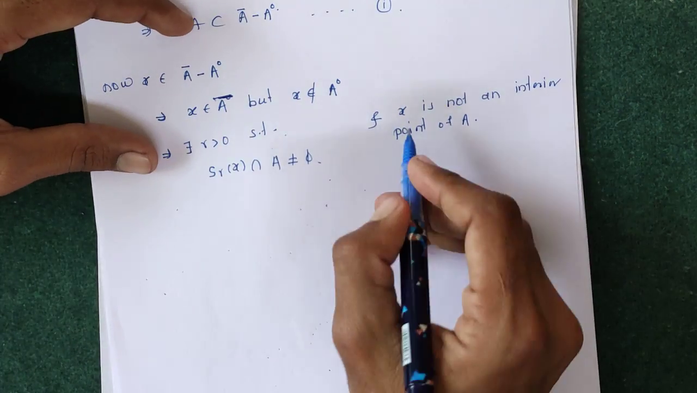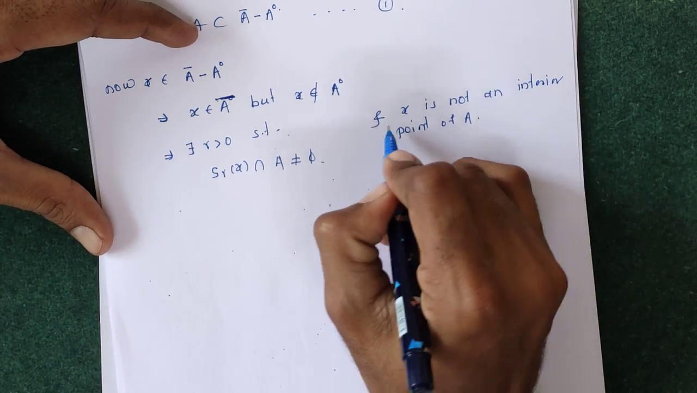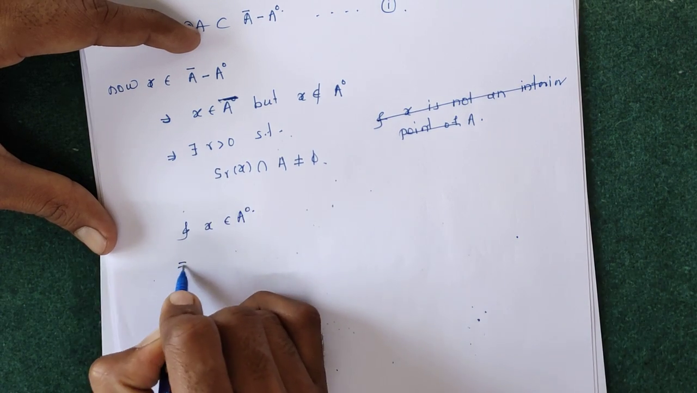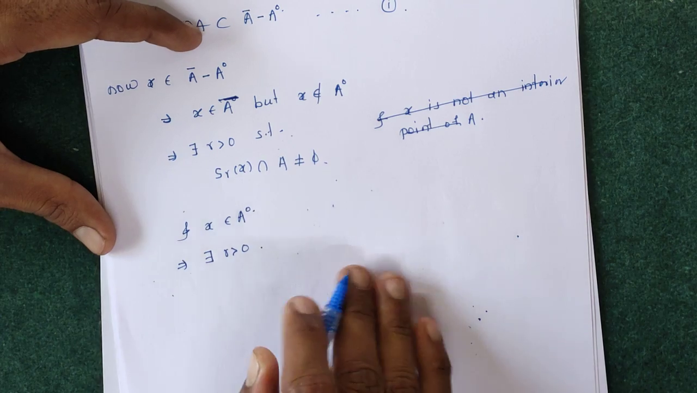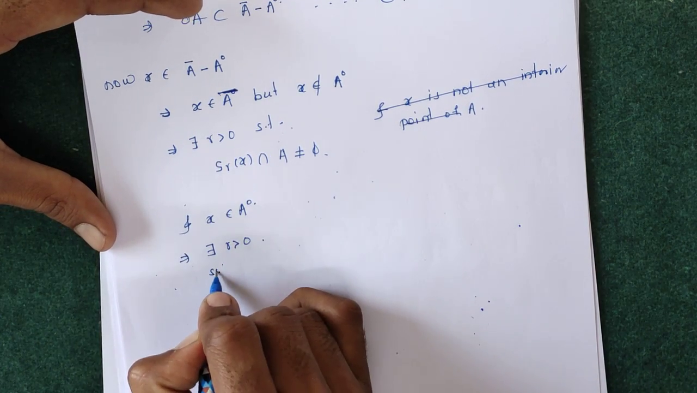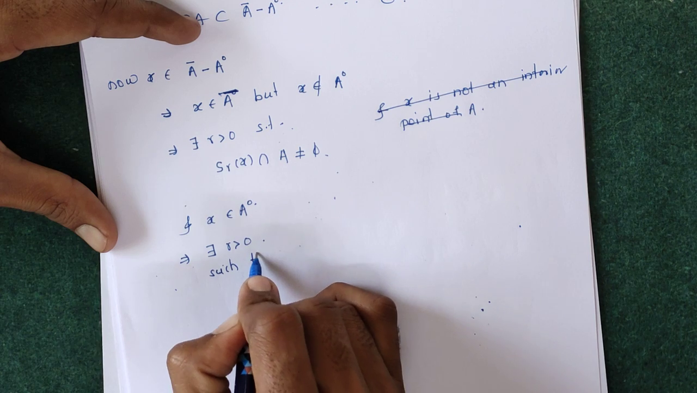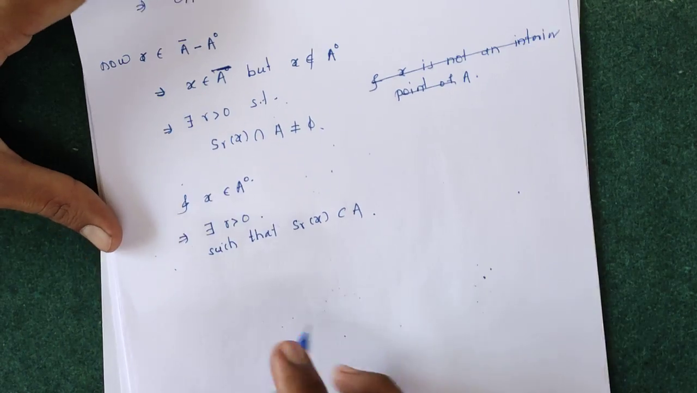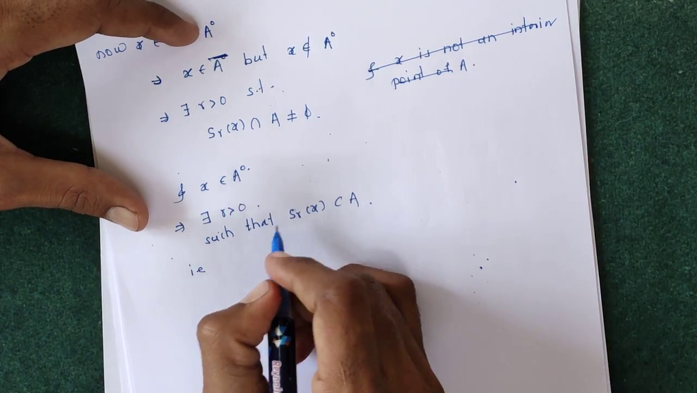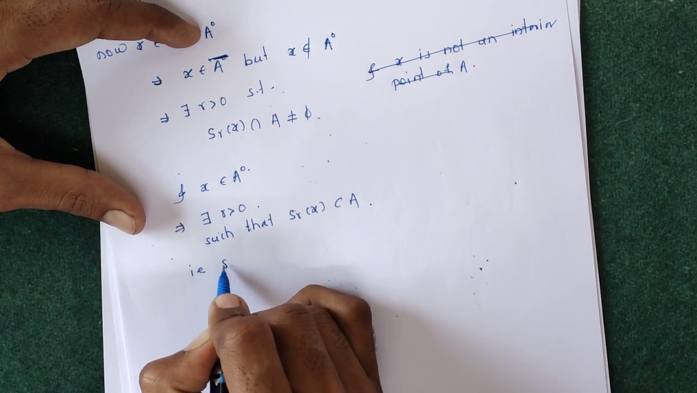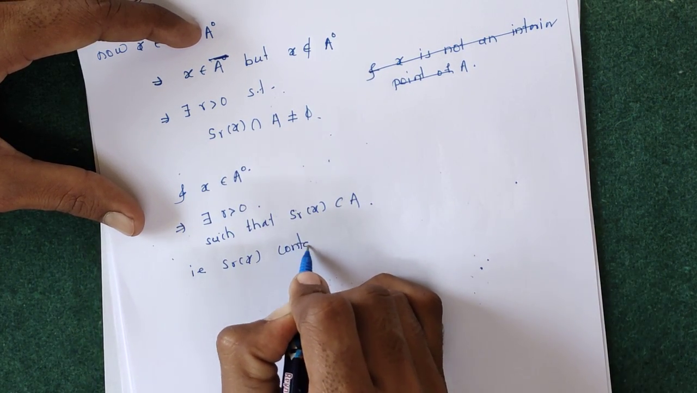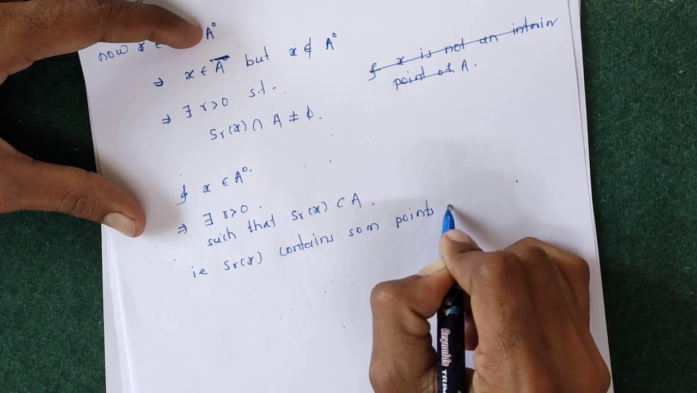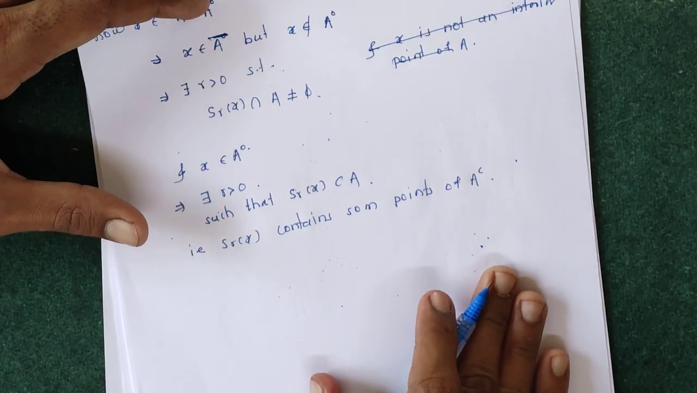Now x is not an interior point means x doesn't belong to A interior implies there exists some radius greater than 0 such that S_r of x does not totally lie inside A. That is, this S_r of x contains some points of A complement.